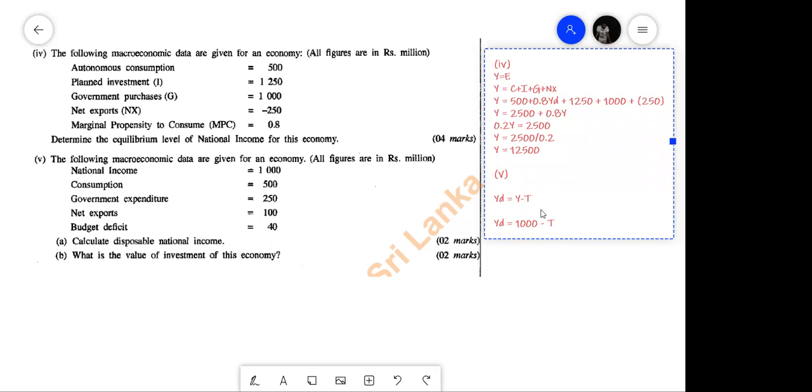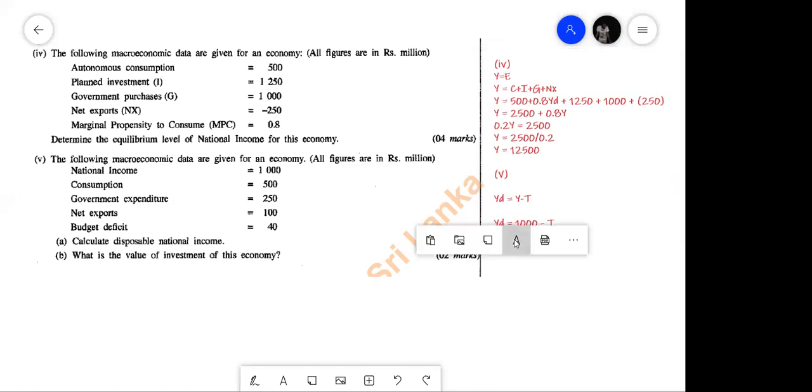They're asking you to calculate disposable income. They have given you national income, Y is 1,000. Taxes also they have not given you. How are you going to find this? How are you going to solve this and get it? Exactly, guys. Through the government budget, right?